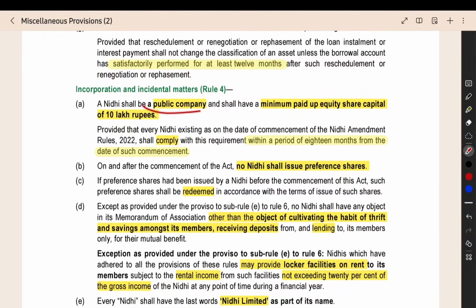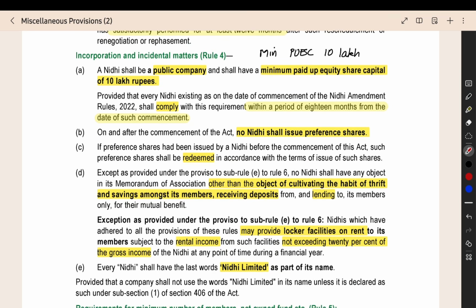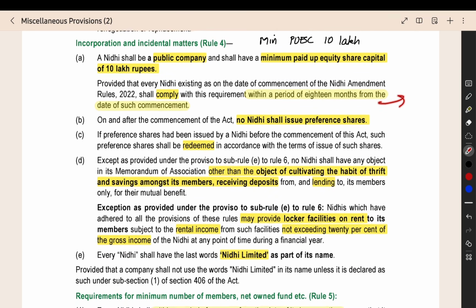Incorporation: a Nidhi company should be a public company only. Minimum paid up equity share capital should be 10 lakh rupees. Then, this you can read by yourself. Then a Nidhi shall not issue the preference share.